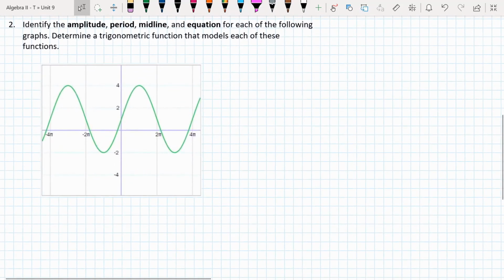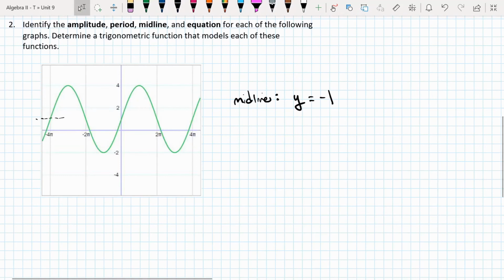So here we have the graph. Let's identify those three characteristics first, and then let's try to make an equation from those characteristics. Let's start with the midline. So at the midline, we're just going to look at the graph. It looks to be y equals 1. That's kind of where the function's centered about.